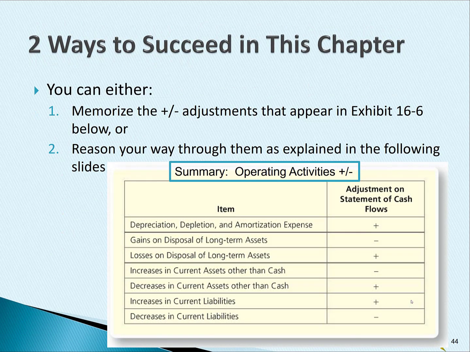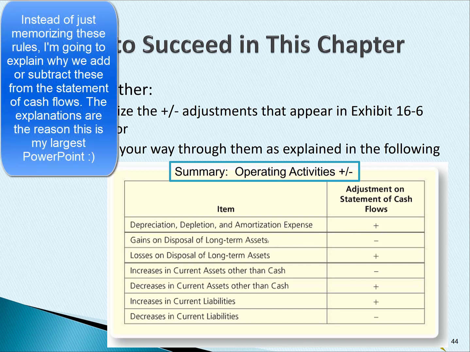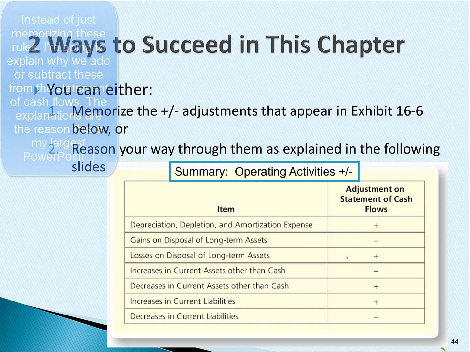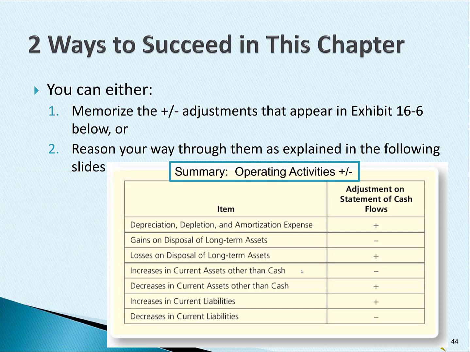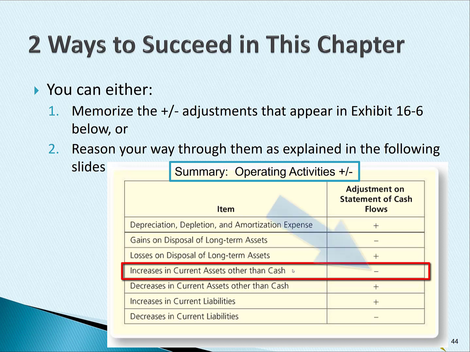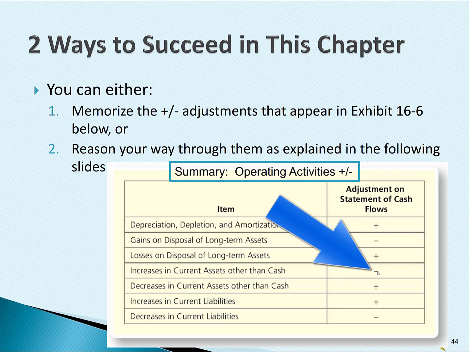So there are two ways to succeed in this chapter. You can memorize these adjustments in Exhibit 16.6 right here. For example, if you're just following the rule, it says that you have to add depreciation. You have to subtract a gain. We already know why we're subtracting a gain, and we already know why we are adding losses. We have to back those out from net income. And then, if we have an increase in a current asset other than cash, for example, inventory is a current asset, if inventory went up, then we must have spent cash to purchase it. So cash went down, that's why we're subtracting. So in the next few videos, I'm going to run through all these scenarios: depreciation, increases in current assets, decreases in current assets, and increases and decreases in current liabilities, and show you why we're doing all these pluses and minuses.